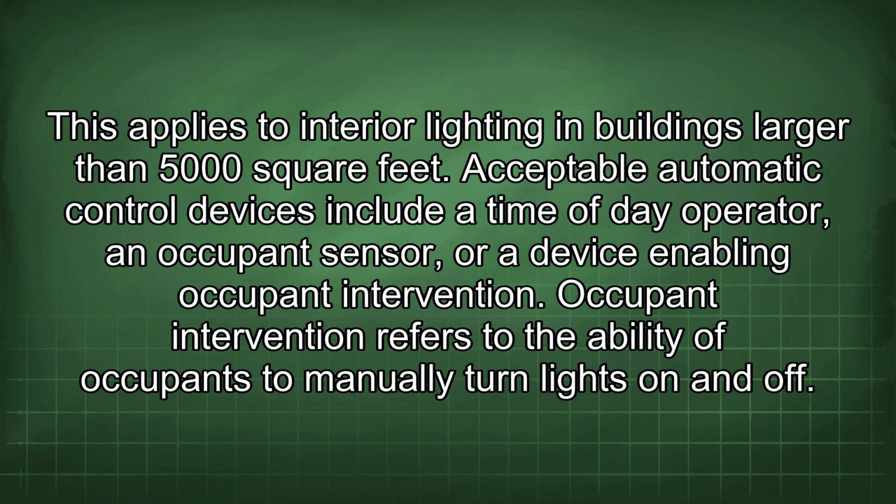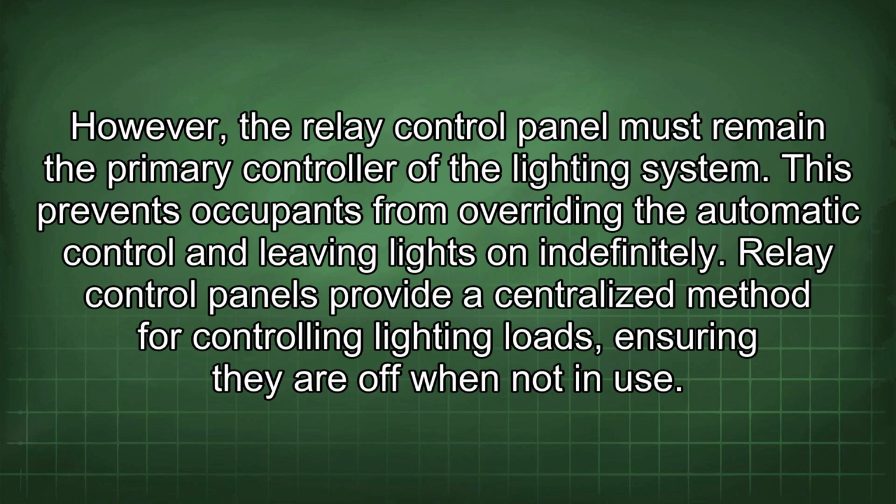Acceptable automatic control devices include a time-of-day operator, an occupant sensor, or a device enabling occupant intervention. Occupant intervention refers to the ability of occupants to manually turn lights on and off. However, the relay control panel must remain the primary controller of the lighting system. This prevents occupants from overriding the automatic control and leaving lights on indefinitely.